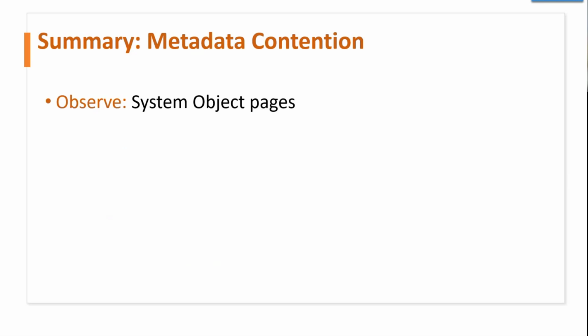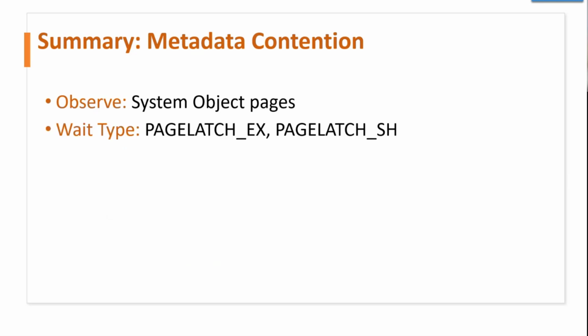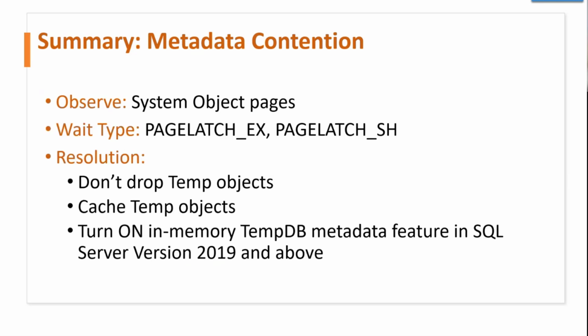With metadata contention, you will see page latches on system object pages. And how do you resolve that? Do not explicitly drop the temporary objects. Do not alter the DDL. Try to cache them as much as possible. If you want to create the index, create them in line with the table definition. Wrap the temporary objects inside of a stored procedure or a function. And you can also make use of this feature, which is in-memory TempDB metadata feature. You need to restart the service when you turn this feature on. And that is available only in 2019 and 2022.